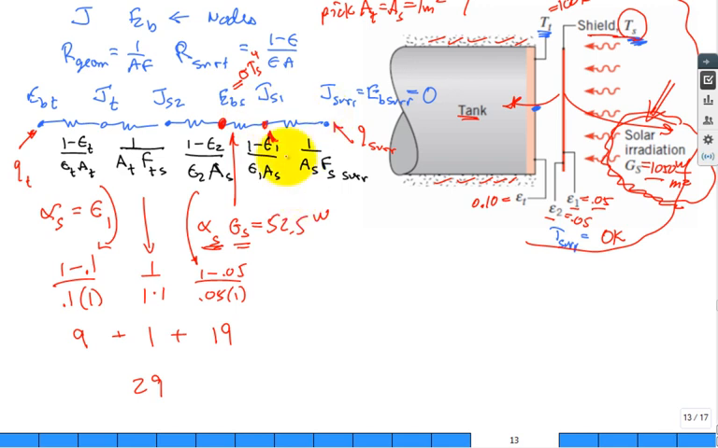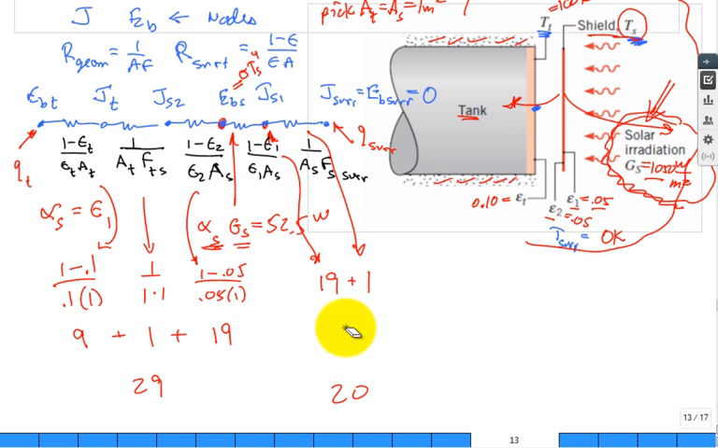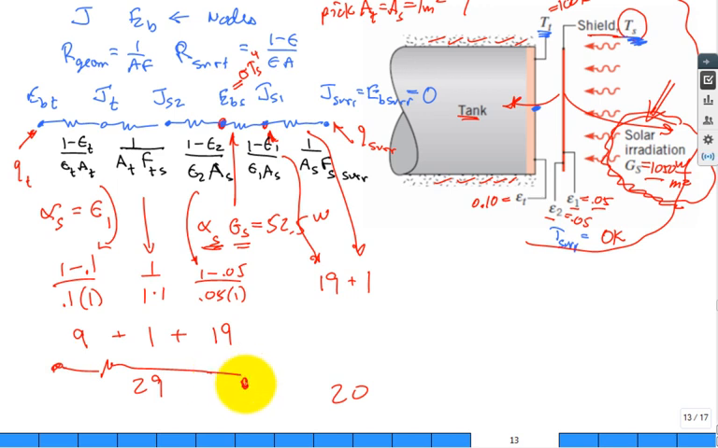And so if I do this, what's that resistor right here? It's 19, isn't it? And then what's this resistor's value right there? 1. So this is 20. All right. So it's like I have a resistor to a node, a resistor to another node. This is 0. This is EB of the shield. This is EB of the tank.